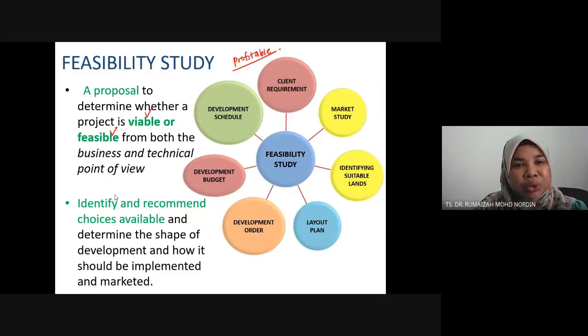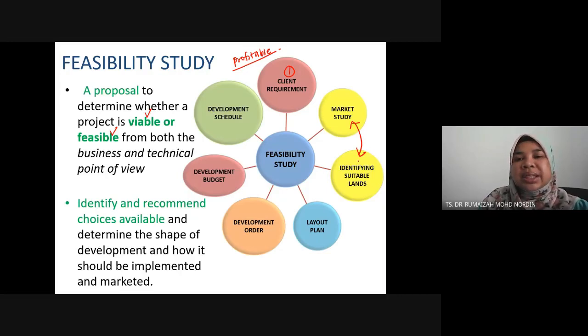Jadi what you need to do now adalah you must be able to determine that terrace houses tu di lokasi tersebut adalah viable, feasible dan profitable. How are you going to do it? Alright, so client requirement tadi saya explain. Okay, saya dah bagi, saya nak terrace house dekat lokasi yang saya berikan. Then you need to do, okay, dia colour yellow. So you can either buat market study dulu or you want to identify the suitable land.